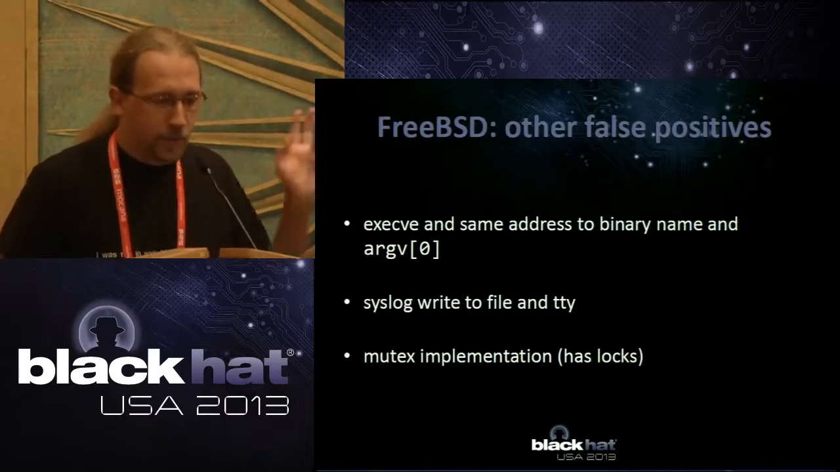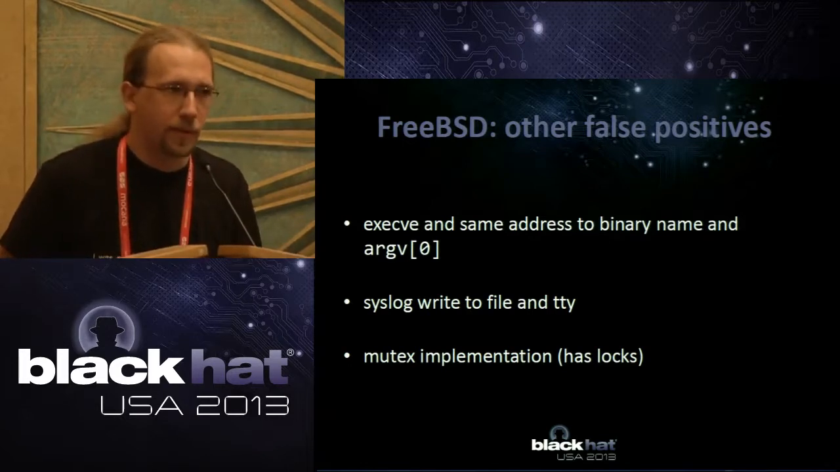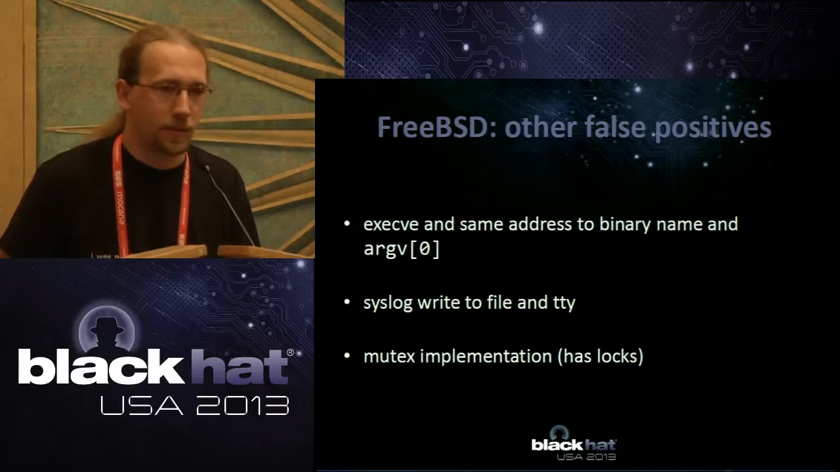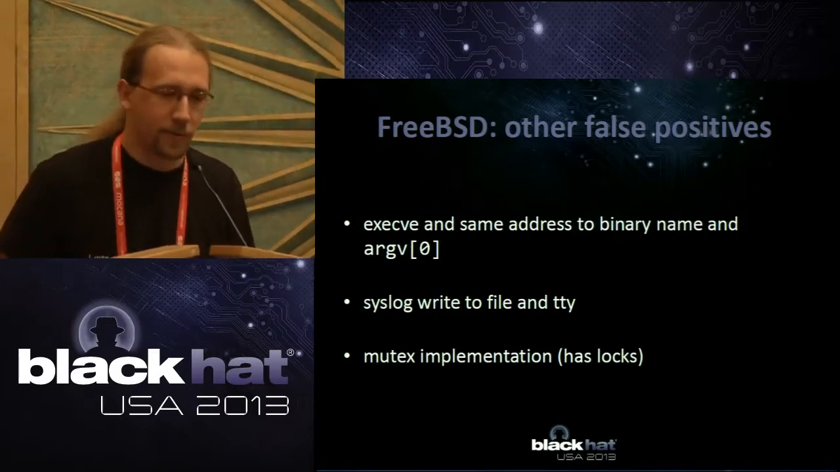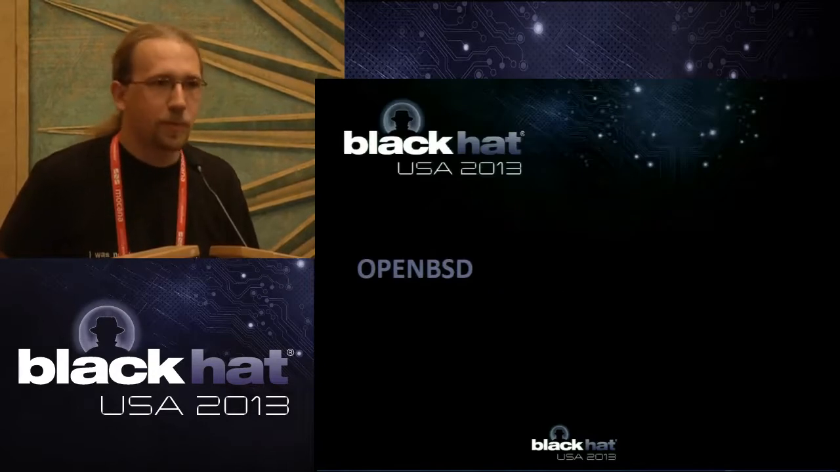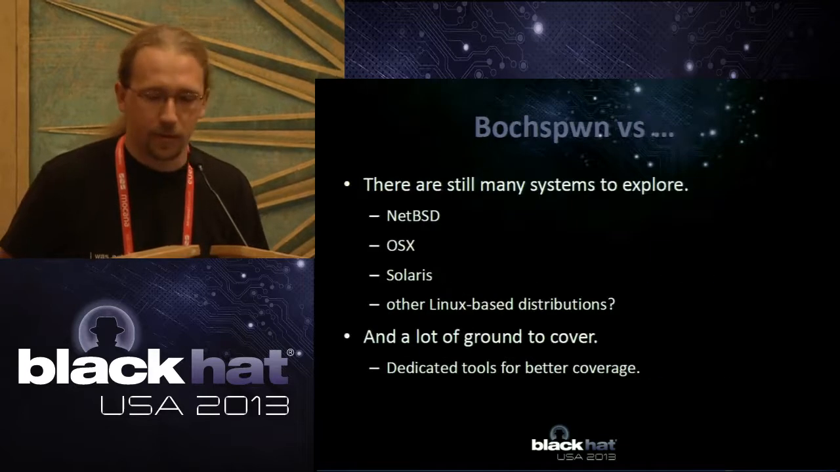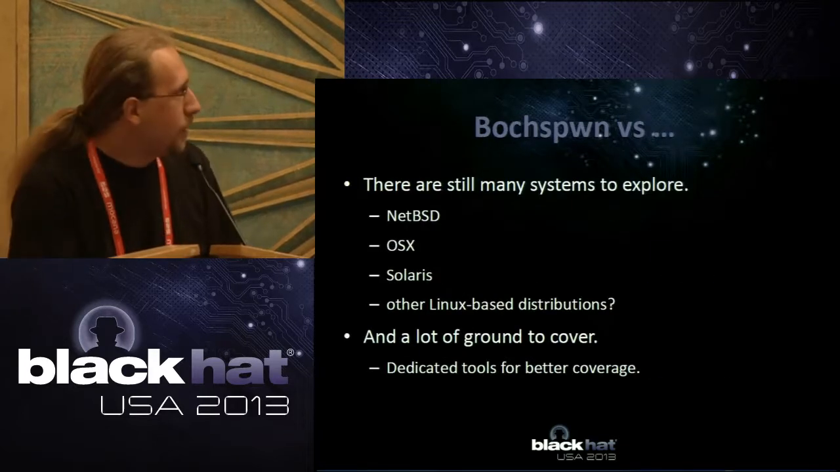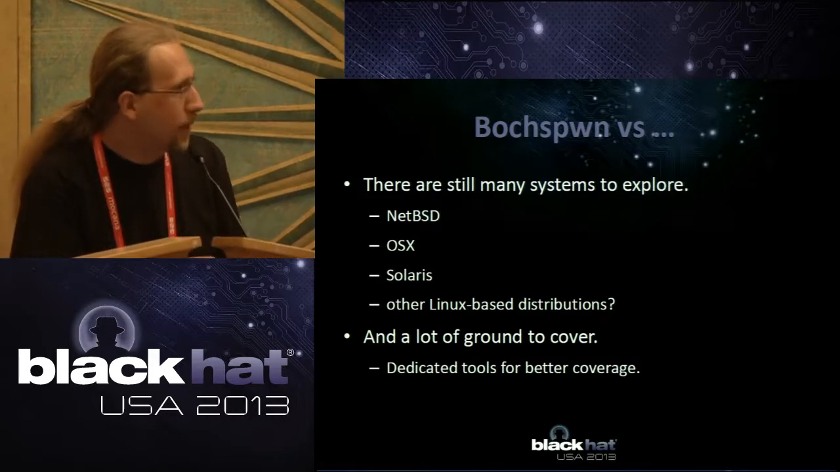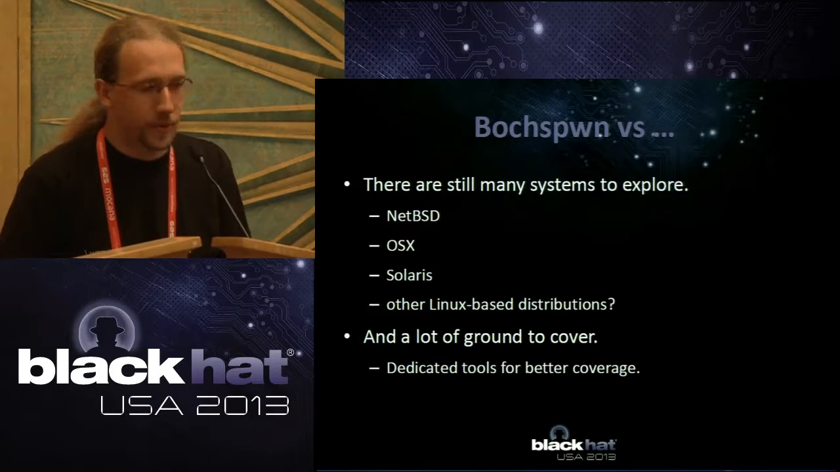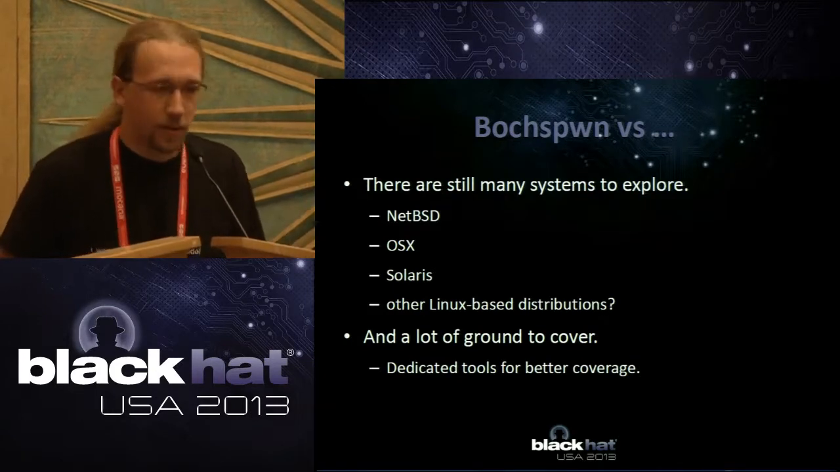There were also some other false positives. As Mateusz said, we'll be releasing the logs on our blogs really soon, maybe tomorrow or in a few days, so you can take a look at the other false positives as well. I'm going to skip OpenBSD because this is still work in progress. There is some data on the slides if you would like to take a look. We can also run Bochspwn versus NetBSD, maybe OS X, and maybe some other Linux distributions. We'll see. There is also still a lot of ground to cover with better coverage.